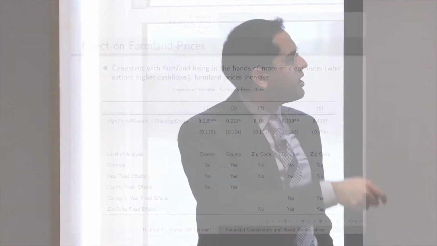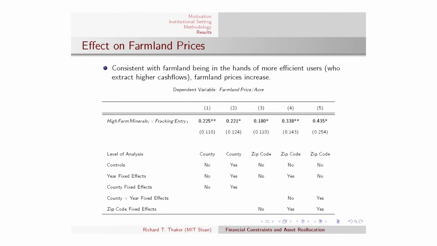Now, the next thing I look at is the effect on farmland prices. And I show that in these areas where many farmers receive these cash inflows, the price of farmland increases by about 20 to 40% in these areas compared to the control group. And what's worth noting here is that this is just the price of the surface rights. And so it doesn't incorporate the cash flows from the oil, which shows an asset pricing effect. So in other words, it's consistent with the farmland being in the hands of more efficient users who are able to extract higher cash flows from the land.